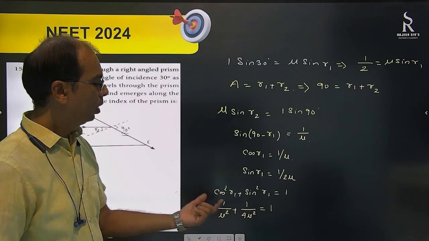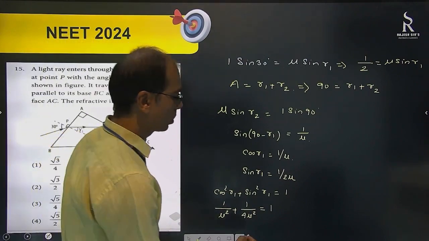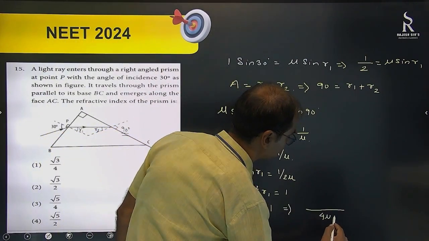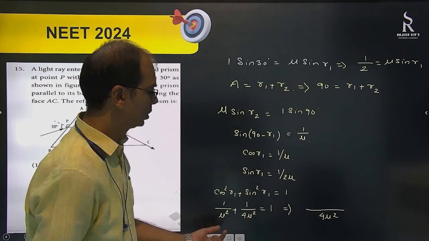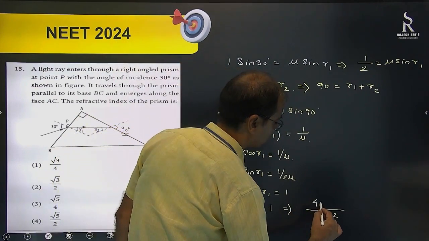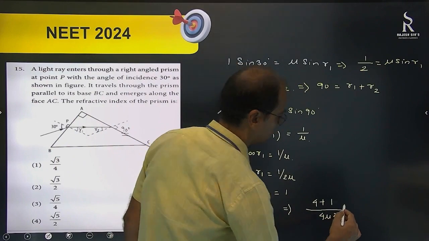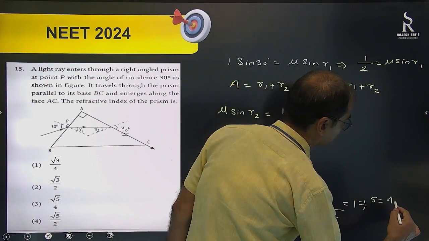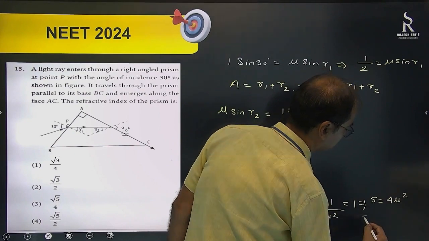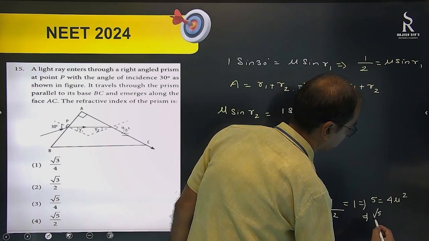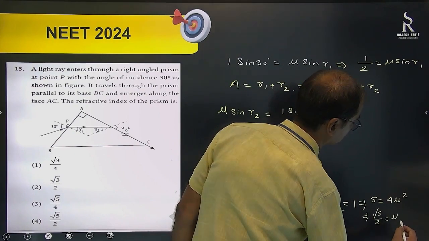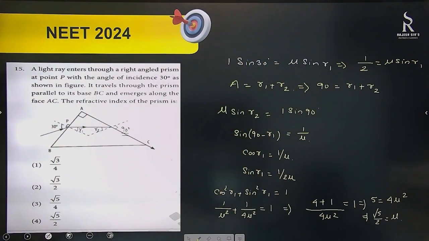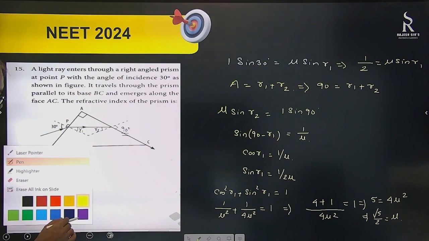Now take their LCM. So LCM is 4 mu square only. Then this is 4 plus 1 equal to 1. So 5 equal to 4 mu square. So my answer is mu equal to root 5 by 2. D option. Okay. Our answer is D option here.